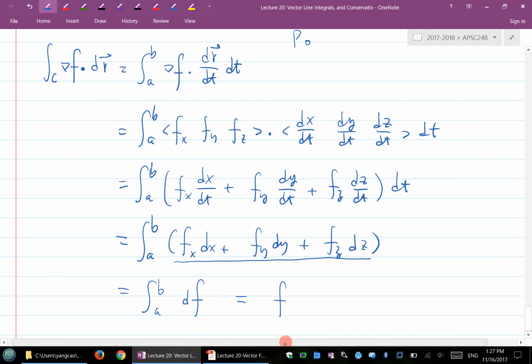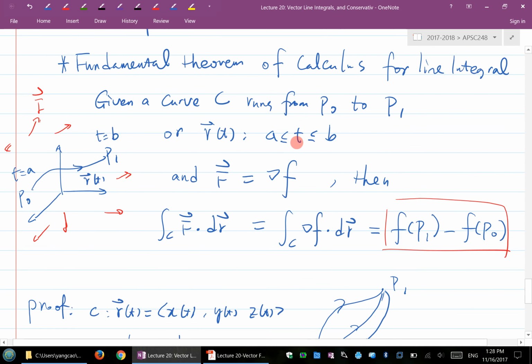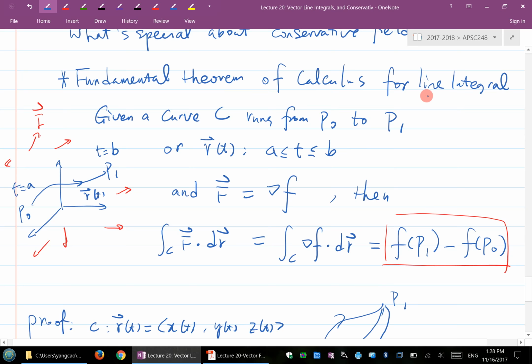So it'll give you back the function f, which represents f of x(t), y(t), and z(t), where t goes from a to b. So when you plug in t equal to b into this function, that basically means the value at P1 minus the value at the initial point P0, right? So that's the simple proof for this conservative field, for the fundamental theorem of calculus for line integrals.